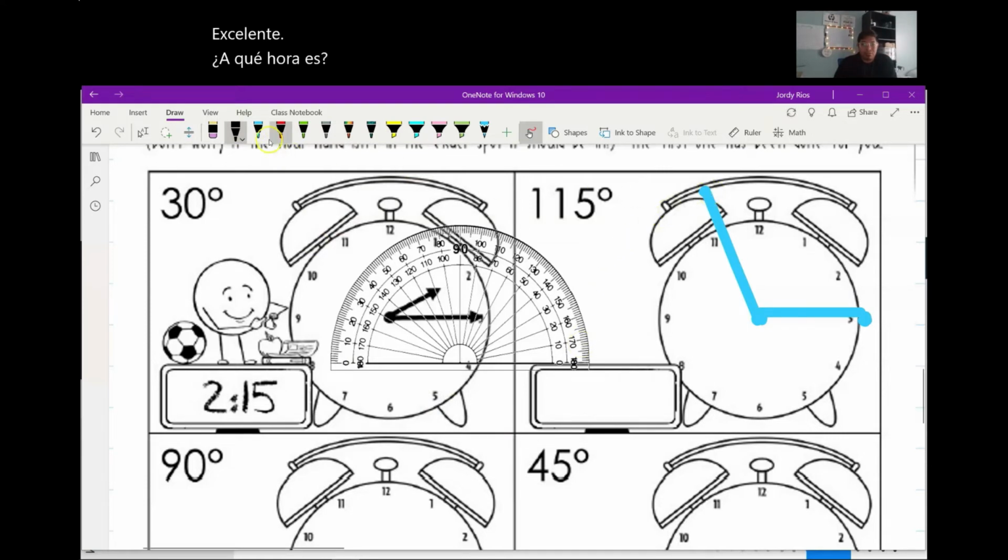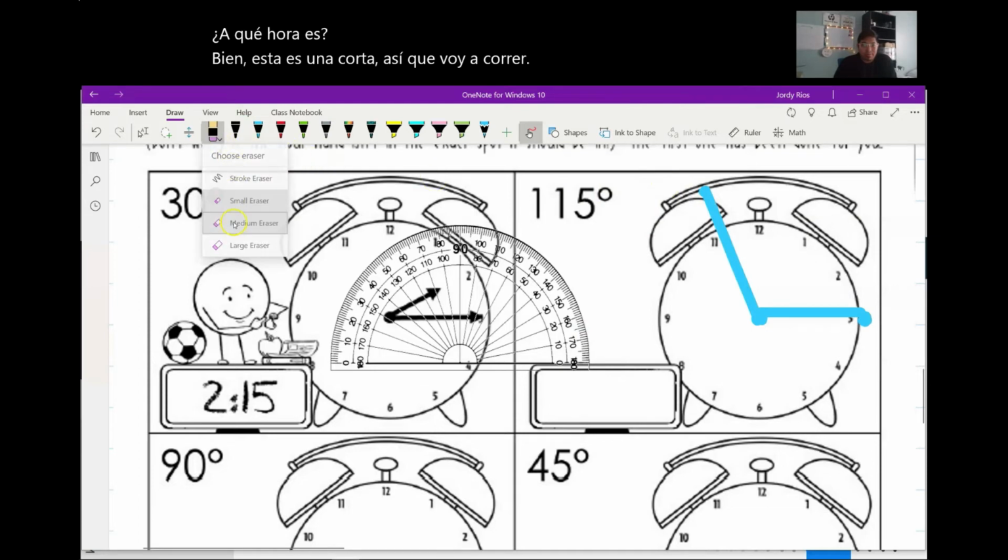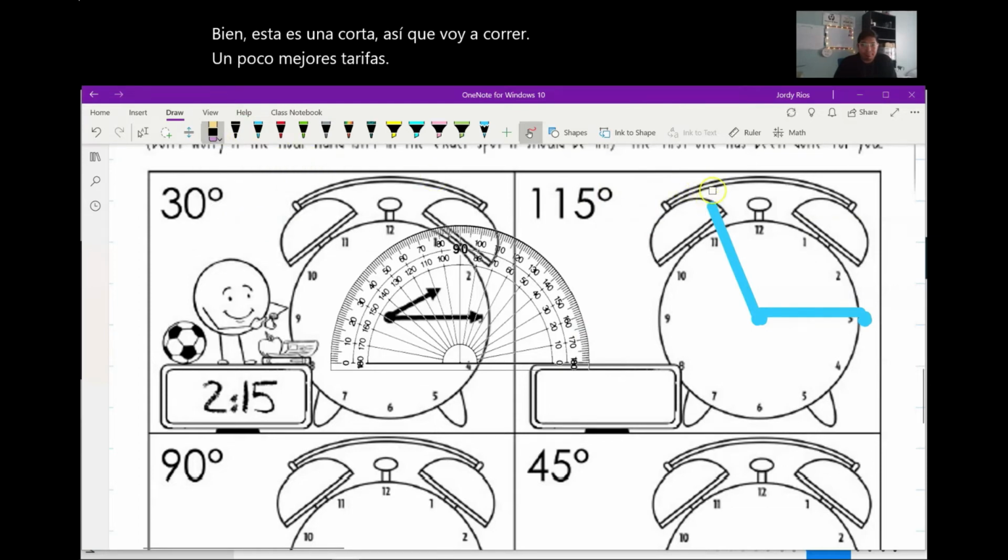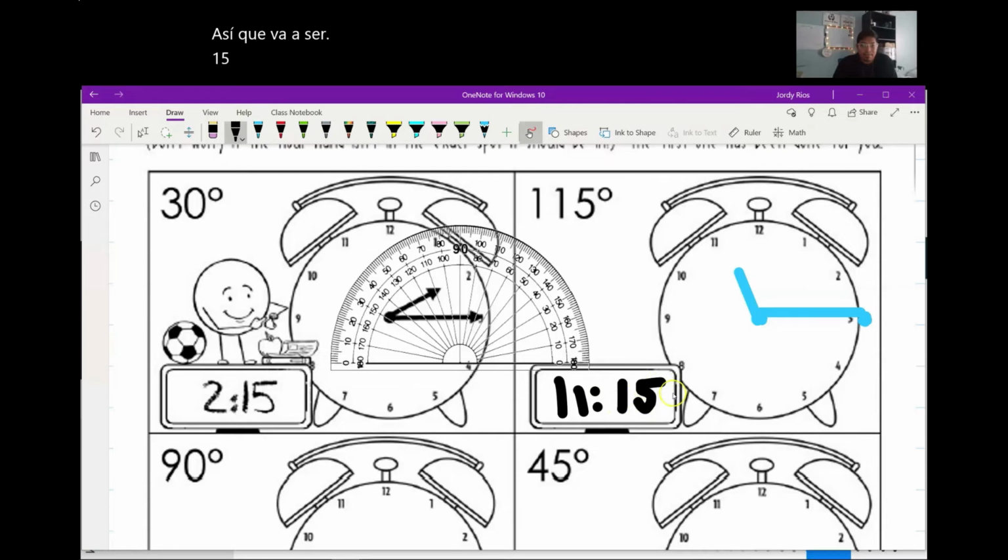This one's a short one, so I'm just going to erase a little bit of it. And remember, the short one tells us the hour. So it's going to be 11:15. Awesome. Let's move on to the next one.